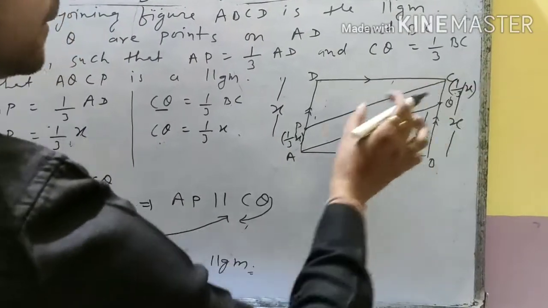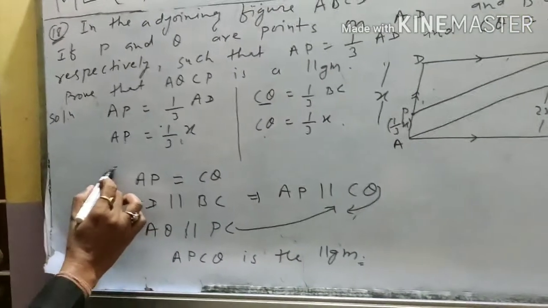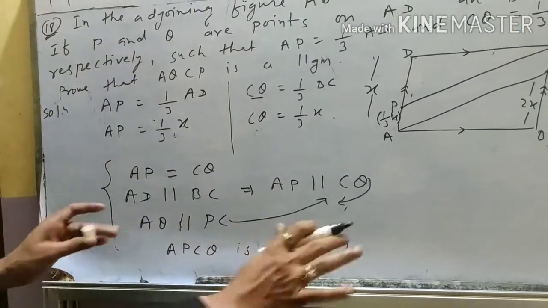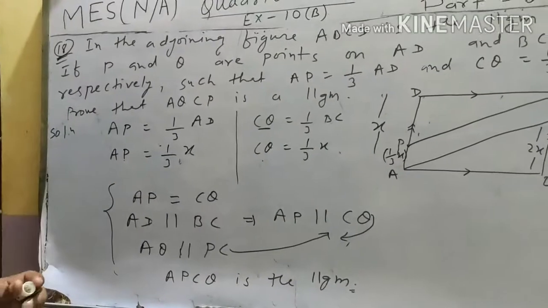In this case, this side is equal to this side. In this case, this side is equal to this side. Then follow the same pattern, and you will get the answer. Okay, student. Question number 18 is complete.